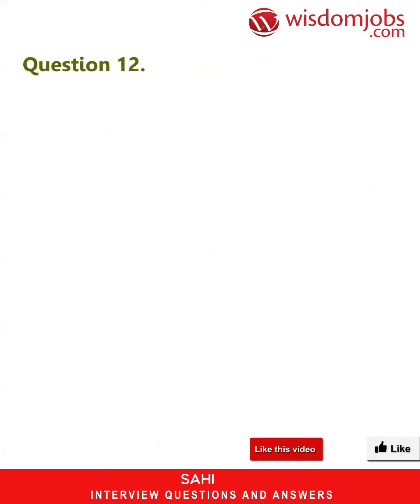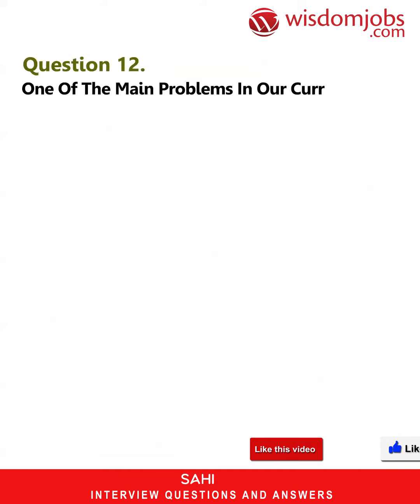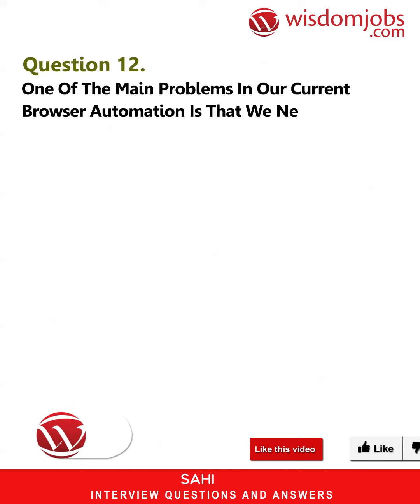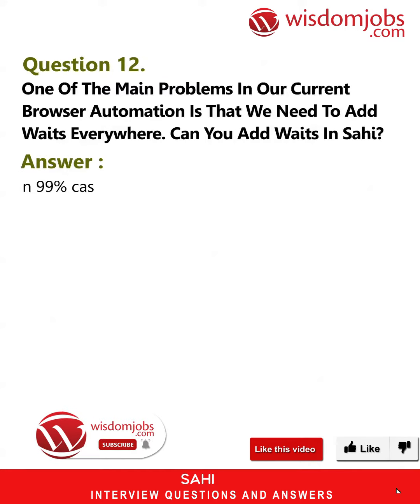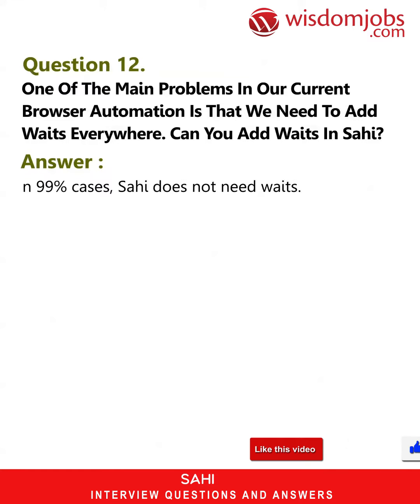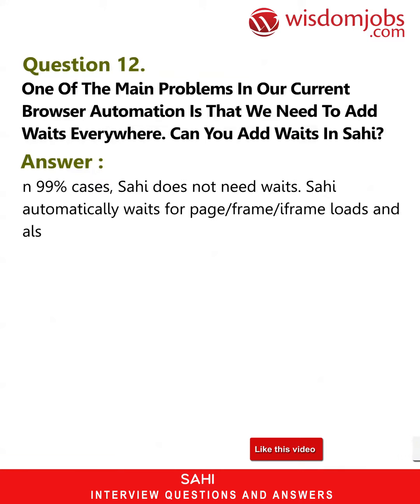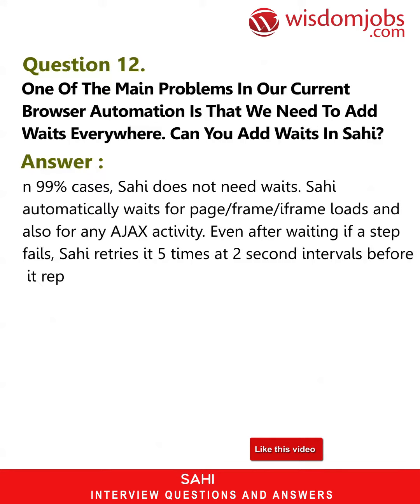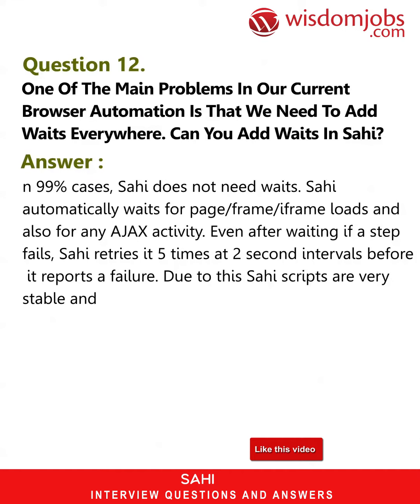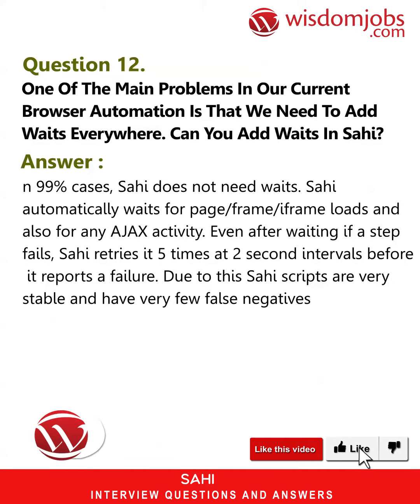Question 12. One of the main problems in our current browser automation is that we need to add waits everywhere. Can you add waits in Sahi? Answer: in 99% of cases, Sahi does not need waits. Sahi automatically waits for page/frame/iframe loads and also for any AJAX activity. Even after waiting, if a step fails, Sahi retries it 5 times at 2 second intervals before it reports a failure. Due to this, Sahi scripts are very stable and have very few false negatives.